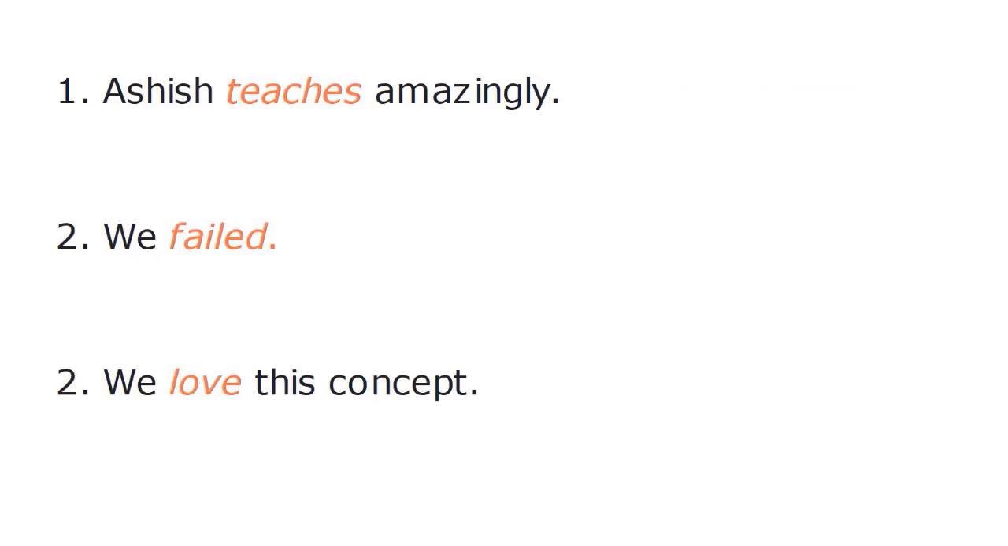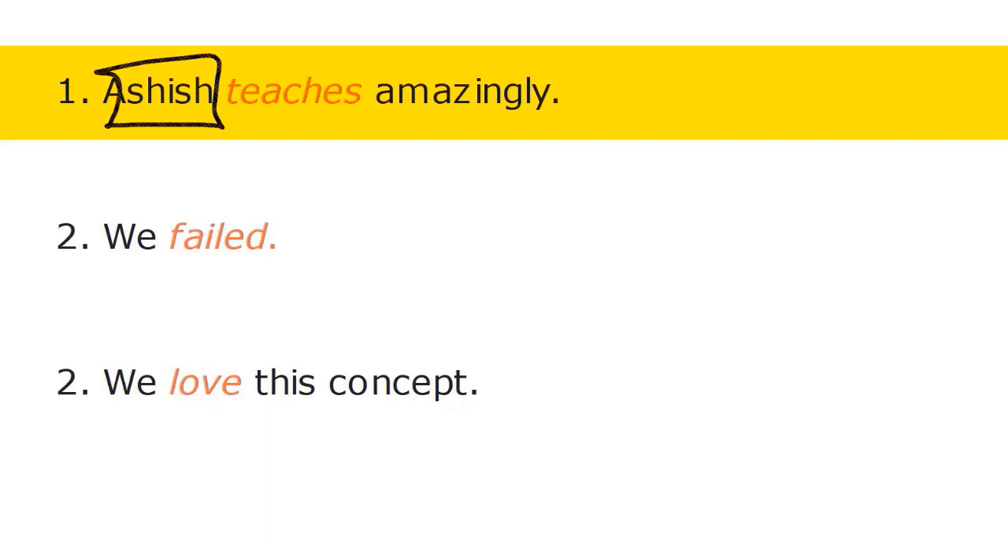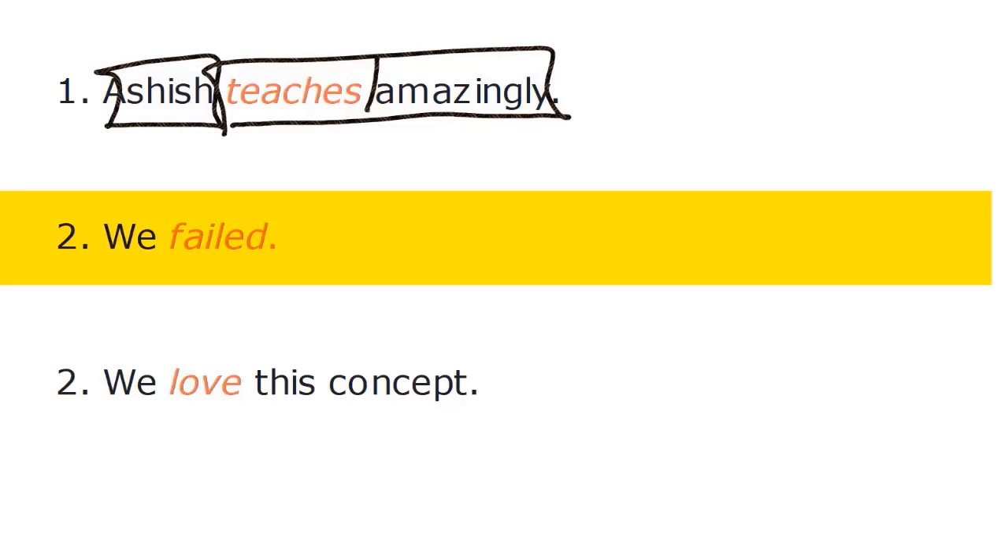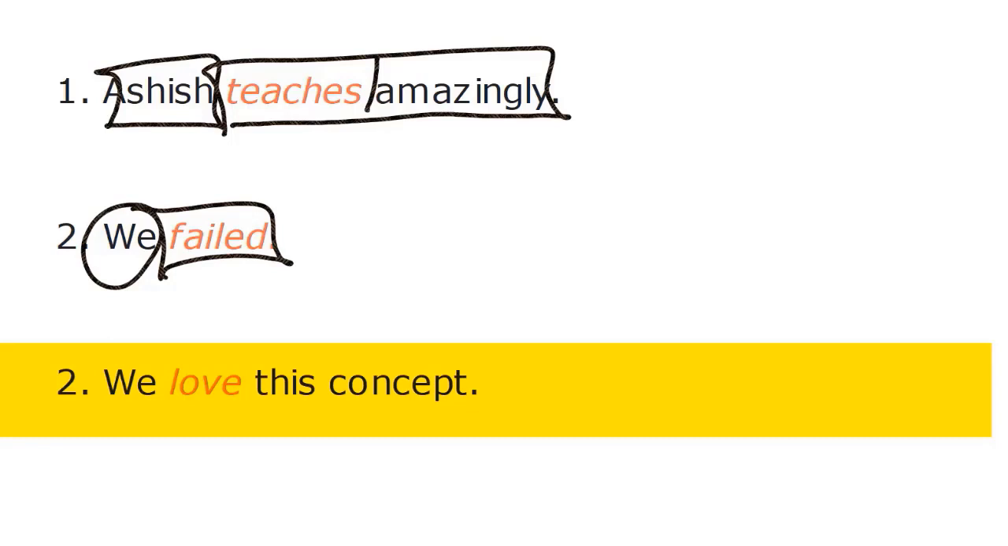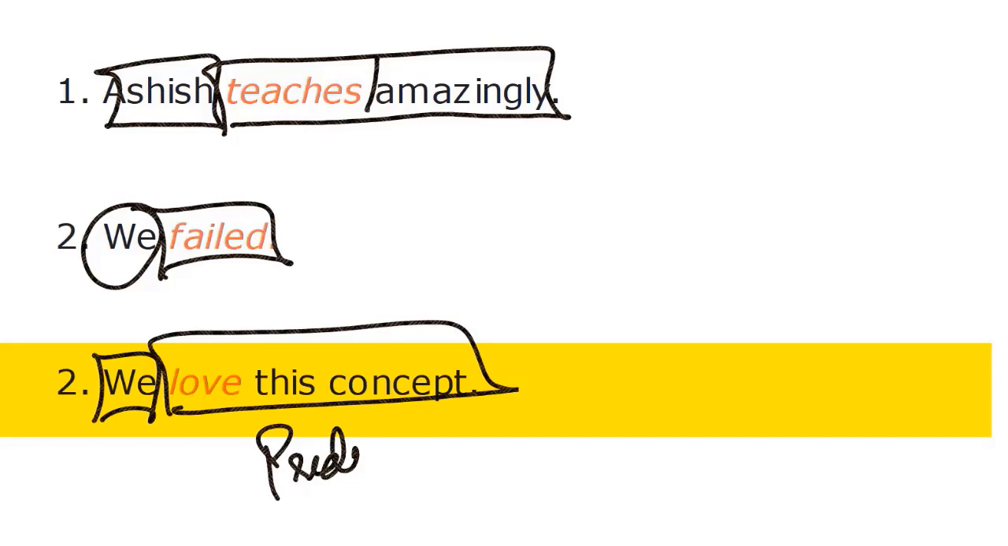Example number one, Ashish teaches amazingly. So here, Ashish is the subject. Teaches amazingly is your predicate, where teaches is the main verb. It is a part of the predicate, right? Second example, we failed. So here, we is the subject and failed is your predicate. It is an action verb. It can be a stative verb as well. For example, we love this concept. We is the subject. Love this concept is your predicate, where love is your verb. It's a stative verb, right?